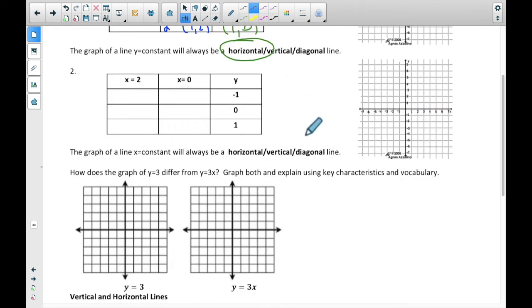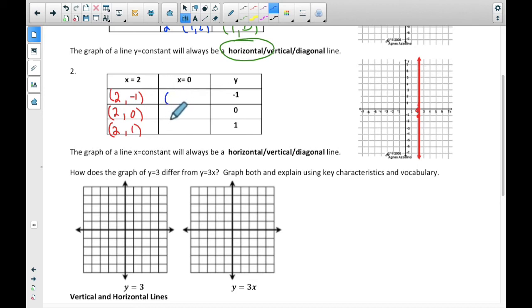All right, let's look at the next set. Here, it's a little bit different. We're saying x is always 2. So this is going to be 2, 2, and 2. But the y changes. So we have 2, negative 1, 2, 0, and 2, 1. This time it's a little bit different. Let's get a straight edge. All right, now our line looks like this. It's going up and down. Let's check out the next one.